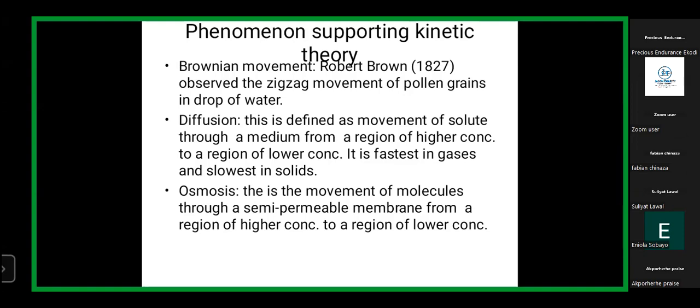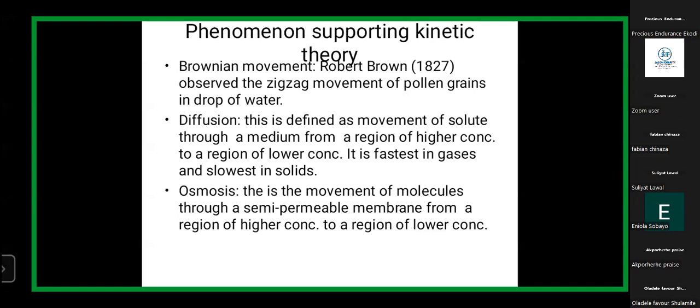Now, what about Brownian movement? Robert Brown discovered this in 1827, where he observed the zigzag movement of a pollen grain in water. He observed it under a microscope, actually. So he put a pollen grain on a drop of water and observed it under the microscope. Then this pollen grain was moving, despite the fact that he was not shaking the table or anything. What was happening? The molecules or particles that make up the water were moving. So as they were moving, they were hitting this pollen grain.